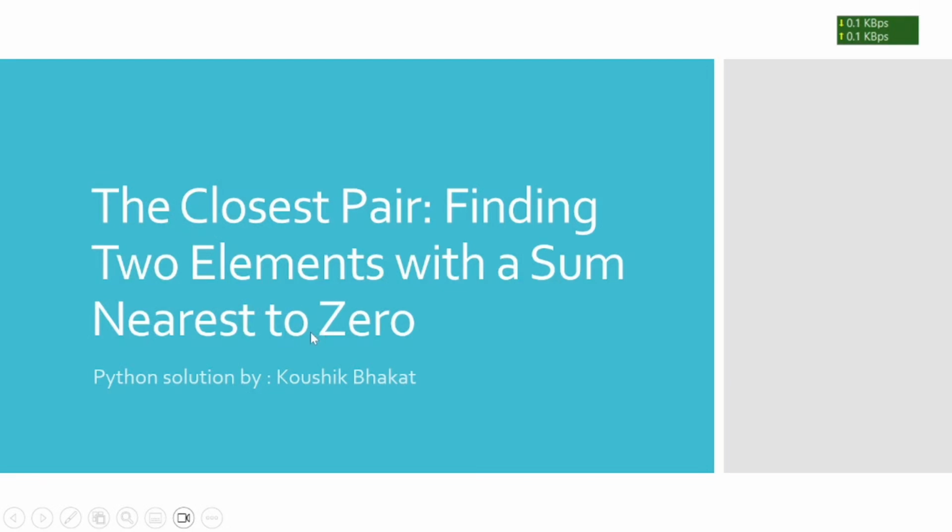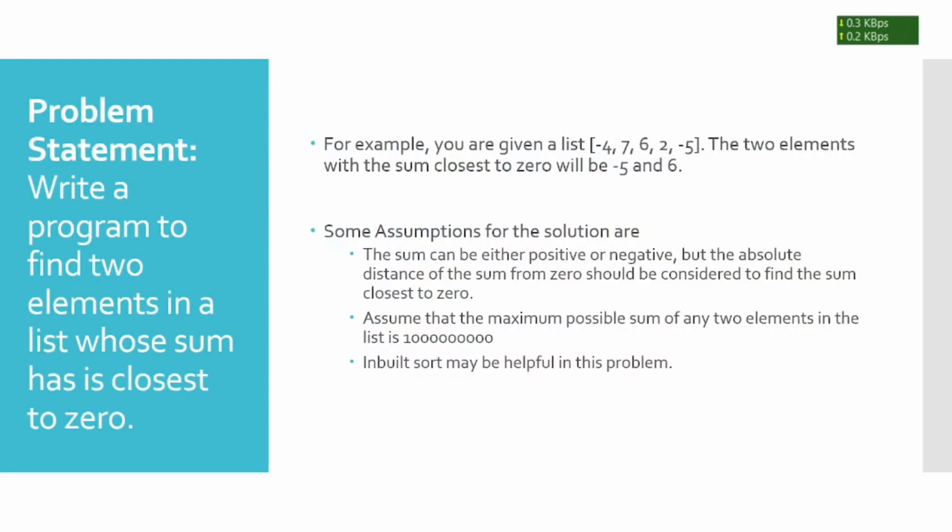One is there will be positive as well as negative numbers in that list. The maximum sum of two elements that can happen is 10 to the power 9. So we will use this value later. And also there's a hint that we can sort it, so it will be easier to solve the problem.